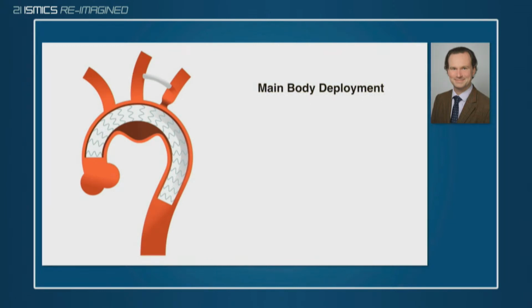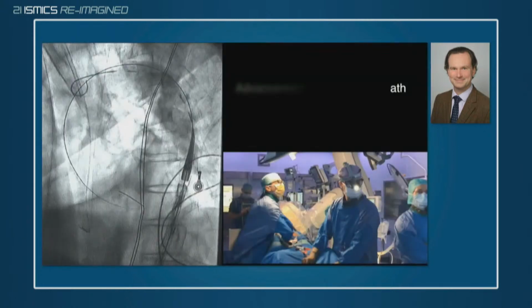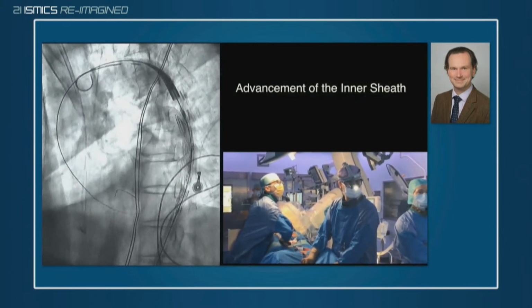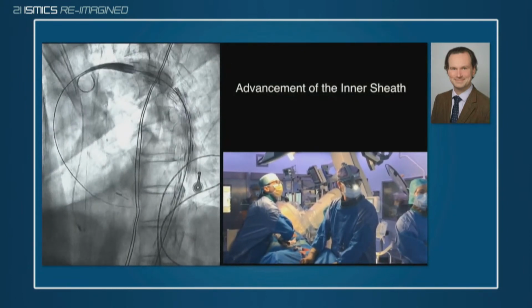So the setting is pretty much comparable to our TAVI setting. The tip of the stiff guide wire is located at the tip of the left ventricle. We do use rapid pacing for blood pressure lowering. Here you can see the setting. The main body is being advanced.